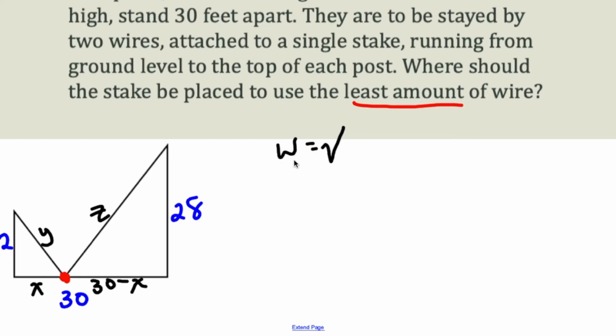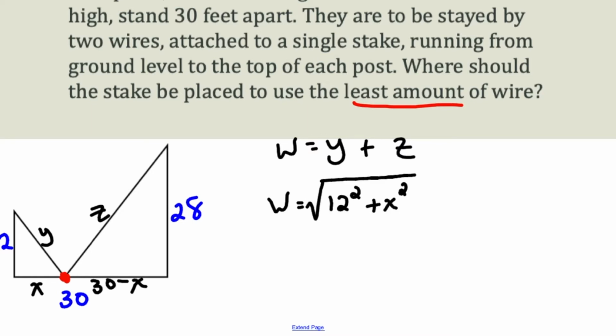Let me back up a second. W is our primary equation, and this is y plus z. But remember, we need this to have the same variable. So that's where we plug something in for y and something in for z. So W is equal to y, from the Pythagorean theorem, the square root of 12 squared plus the bottom, x squared. And then z is going to be the square root of 28 squared plus the bottom, which is 30 minus x squared.